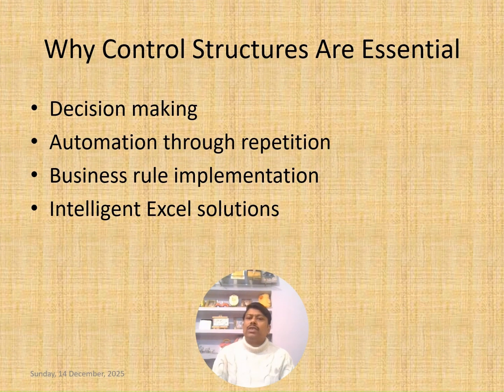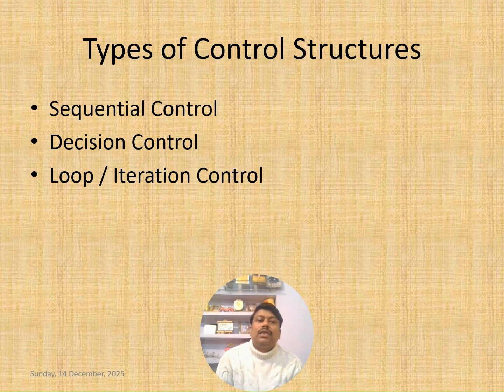Why are control structures essential? Because of decision making, automation through repetition, business rule implementation, and intelligence in Excel solutions. Types of control structure: sequential, decision, loop or iteration. What is sequential? We will know in the next slide.